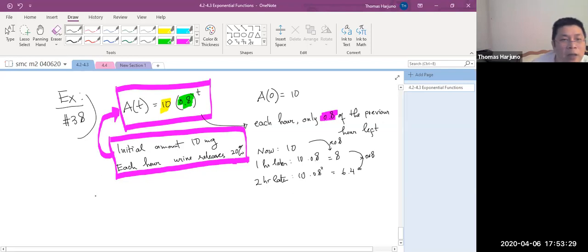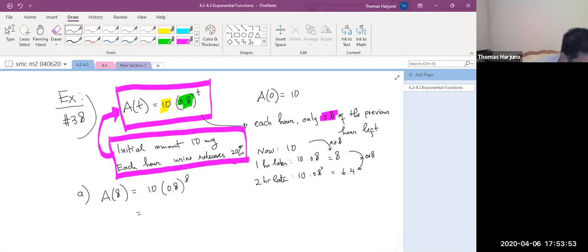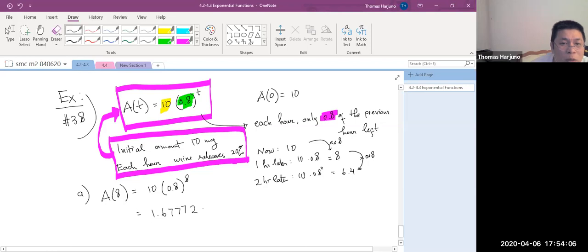They are nice enough, they tell us the function. Okay, part A, estimate the amount of the drug in the body 8 hours after the initial dose. So 8 hours after the initial dose means t equals 8. That's 10 times 0.8 to the 8. Now use your calculator. 0.8 to the power of 8 multiplied by 10. I get 1.67772 milligrams left.